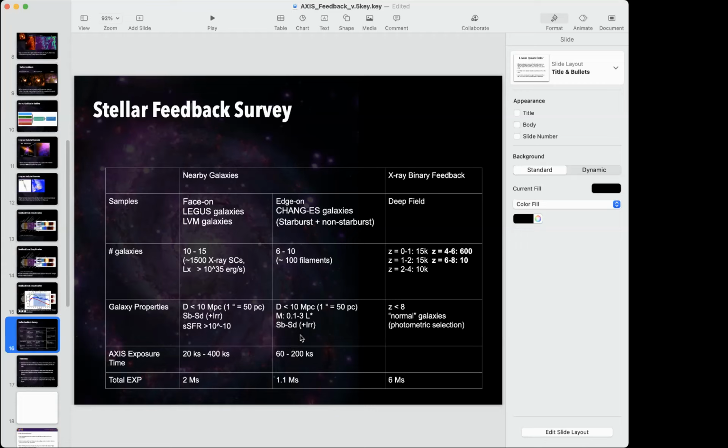Mass and specific star formation. This work will require good multi-wavelength coverage. So we will look into the VENGA galaxies, or SDSS, or Local Volume Mapping galaxies, or CHANG-ES galaxies to get the best sample. We are still working on choosing the best sample with the simulation.